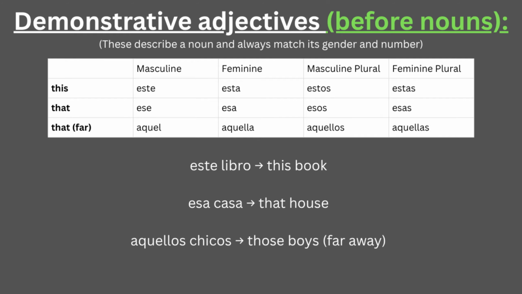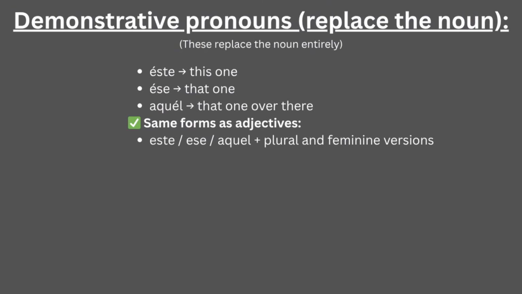Some examples are este libro, esa casa, aquellos chicos. All of these are adjectives, and they're not to be confused with pronouns. Demonstrative pronouns replace nouns entirely, and they have the same form as adjectives, with accents. Este, this one. Ese, that one. Aquel, that one over there.